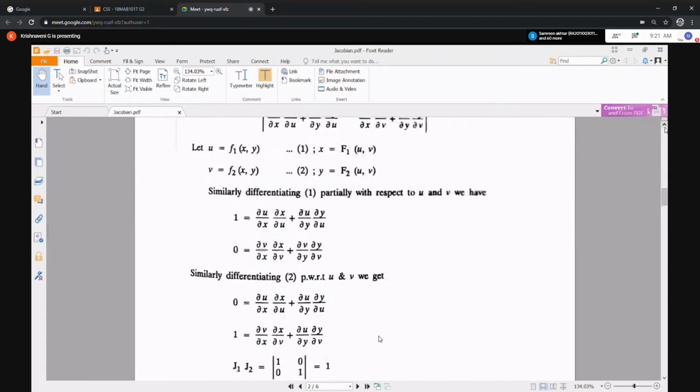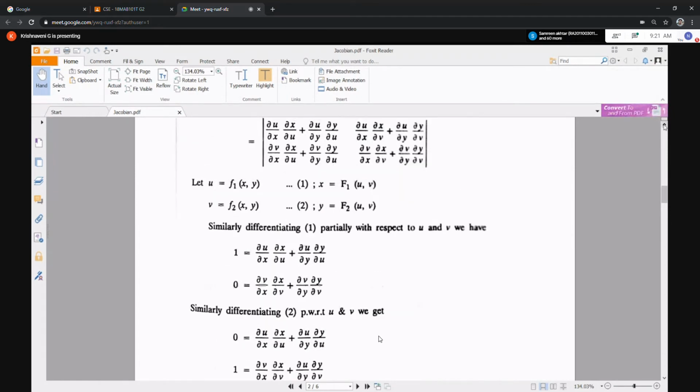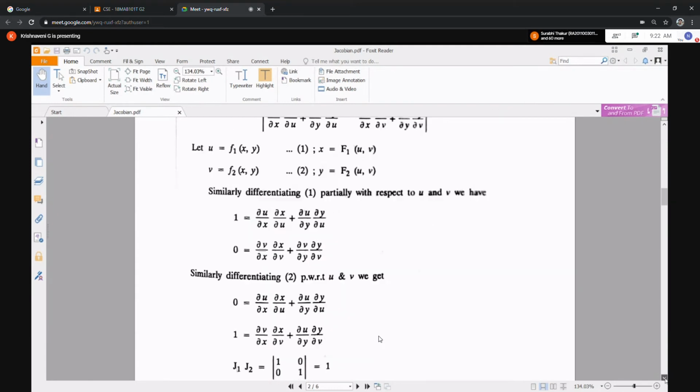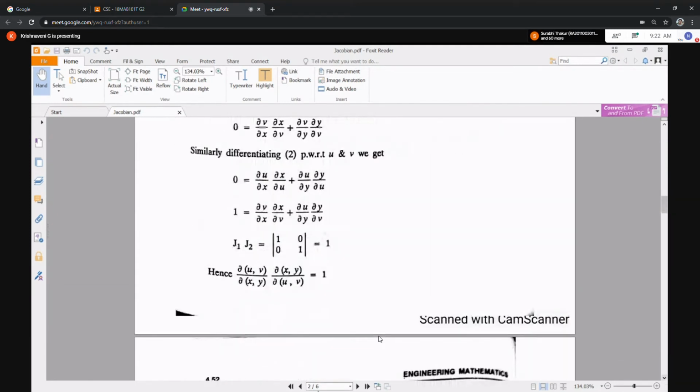Now J1 into J2. We know that. See, what is J1 into J2? This is the J1, J2 determinant. Substitute the values: the value for this is 1, differentiation with respect to u is 1. Substitute here 1, 0, 0, 1 will come. So J1 into J2 equals the determinant 1, 0, 0, 1. That is 1. We proved it.